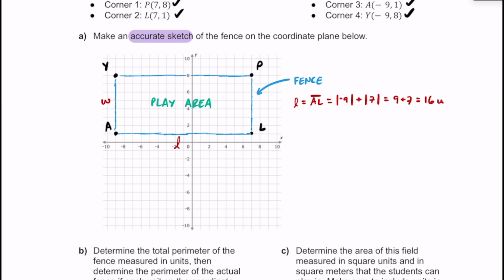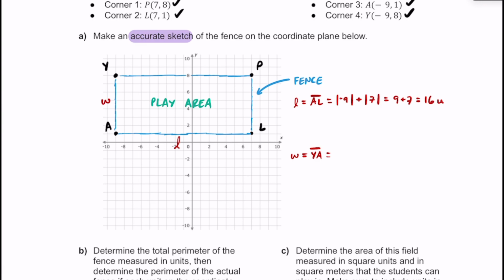All right, what about the width? Well, the width here is going to be the distance from A to Y, or Y to A, which is the same as P to L. They're in the same quadrant now, so I'm going to go ahead and write Y to A, but feel free to write the other segment if you want as well. So from Y to A, let's check this out.